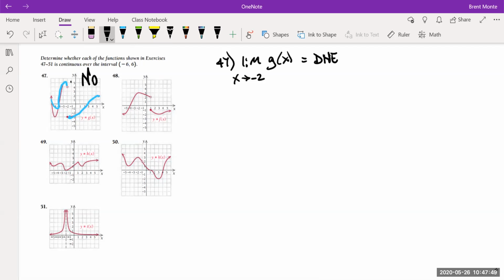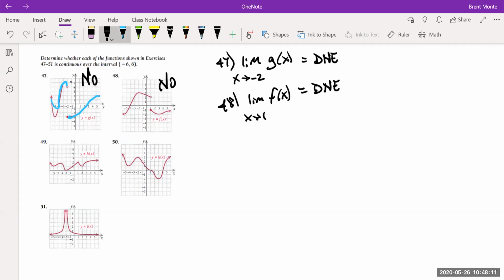Okay. That's why that was no. Well, let's look at 48. Again, there's a jump. So I would say no. Same reason. 48. Limit of f of x as x approaches 1 does not exist. So it's not continuous. What about 49?